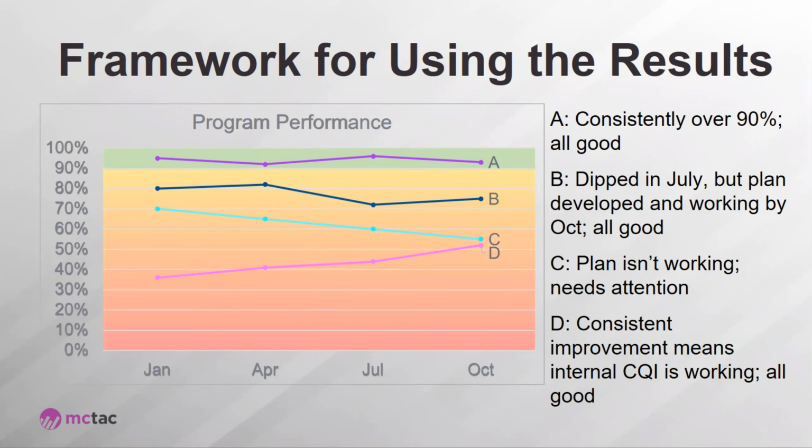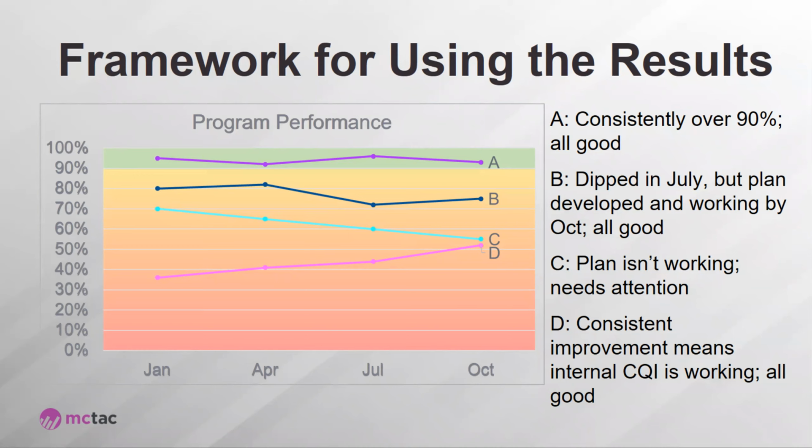Things are going well. Now coming back up to program B, we can see that their performance dipped in July. And if your performance is dipping and you're below 90%, I'm thinking we should probably have some sort of a plan. How do we help improve our outcomes? So let's say they developed a plan, and now in October, their data has risen again. Their performance is on the upward track. Again, no extra attention needed. Things are all nicely on track with where they should be.